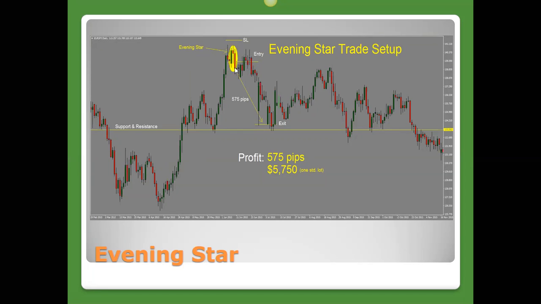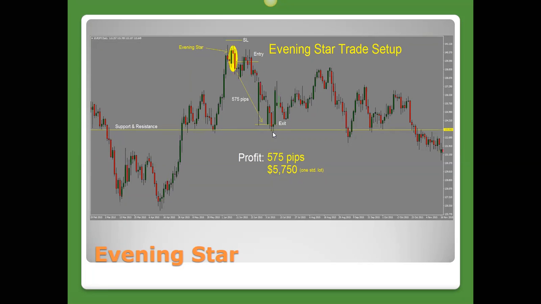Entry could be on the 50% pullback or at the bottom. Stop goes above the high, and then we are looking for price to come down. In this case, this is a major support and resistance level here. See how price had pulled back after the big momentous move to the upside. Price had pulled back to this level.